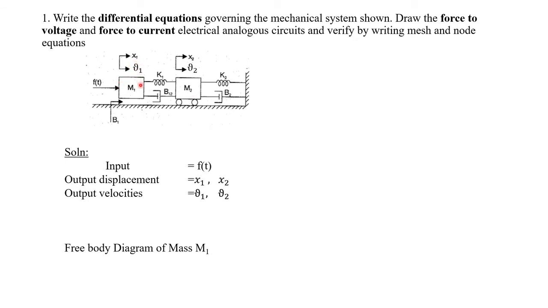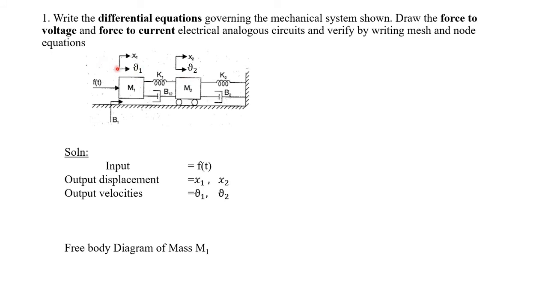For each mass we have to assume the output. Here the output will be velocity because it's an analogous circuit, isn't it? So we have to represent the displacement as well as the velocity for each mass. For mass M1 it is given as X1, V1, for mass M2 it is given as X2 as well as V2. Suppose if these X1, V1, X2, V2 are not given, we have to assume X as well as V for each mass, then only we can proceed with the problem.